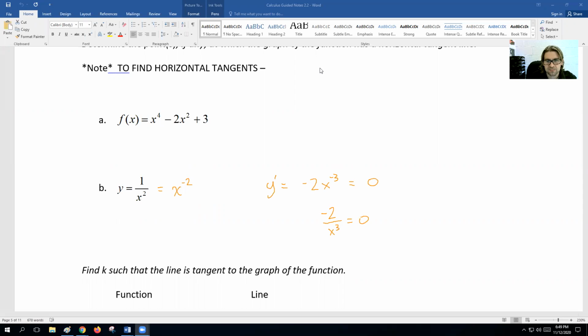We actually run into a predicament. Because if we try to cross multiply here, we would actually cancel out. And then there's no way we can take a number, 2, divided by anything to get 0. So this just does not exist. There are no horizontal tangents.